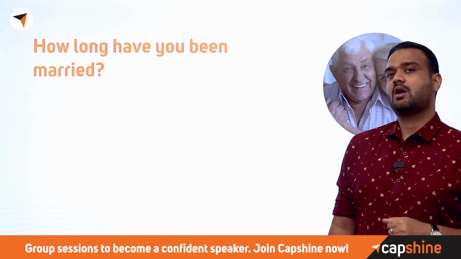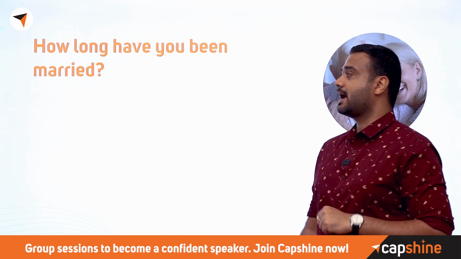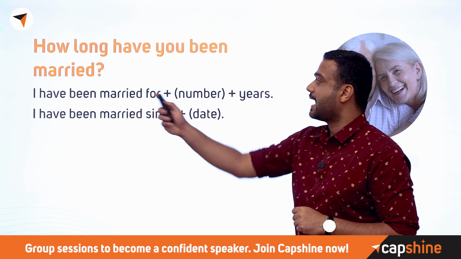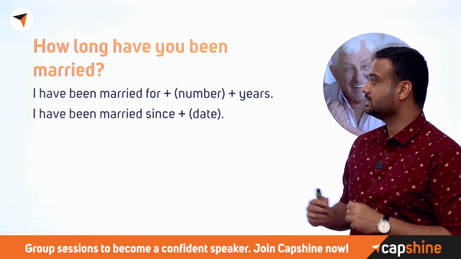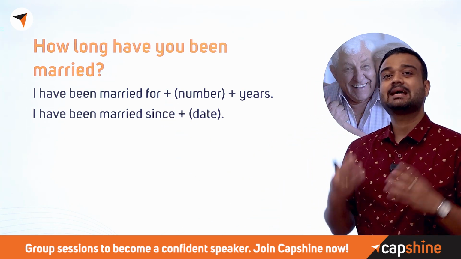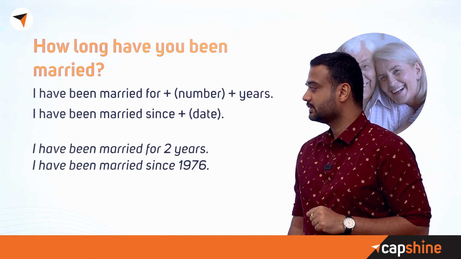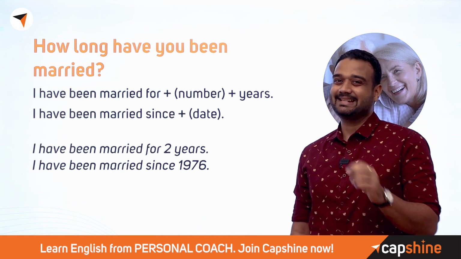A follow-up question to are you married could be, how long have you been married? And for this, you use the following construction. I have been married for so many years, or I have been married since a particular date. For example, I have been married for 2 years, or I have been married since 1976.